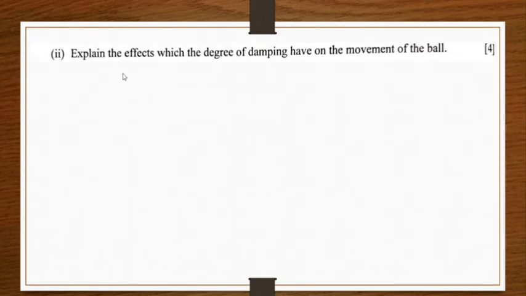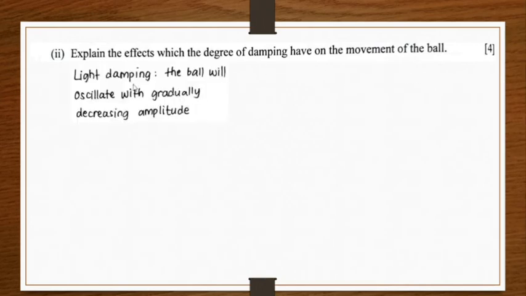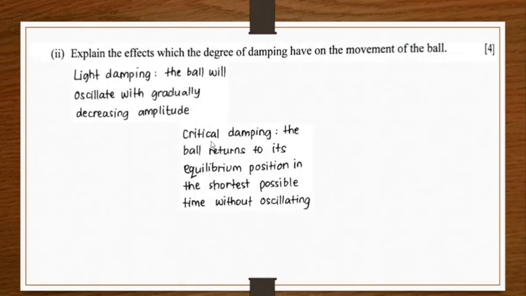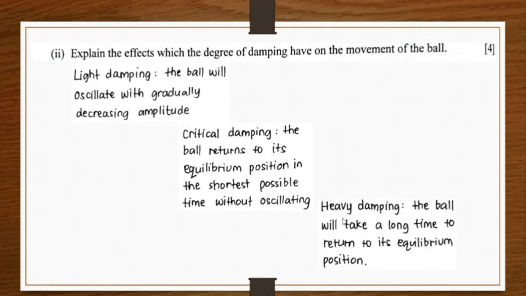The next question is we want to explain the effects which the degree of damping has on the movement of the ball. With light damping, the ball will oscillate with gradually decreasing amplitude. For critical damping, the ball returns to its equilibrium position in the shortest possible time without oscillating. And for heavy damping, the ball will take a long time to return to its equilibrium position.